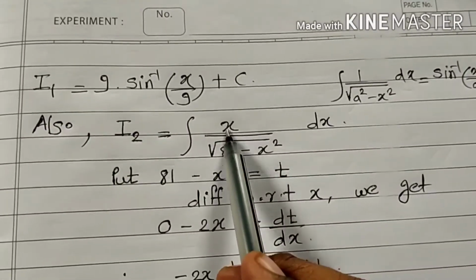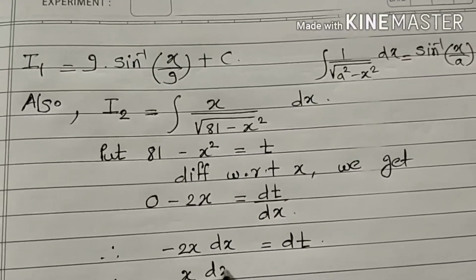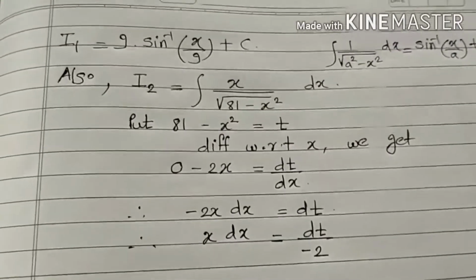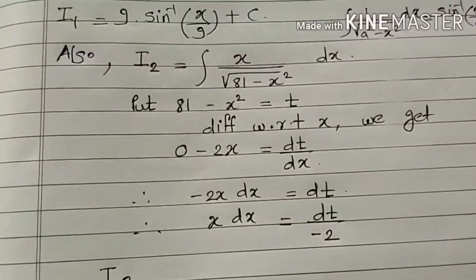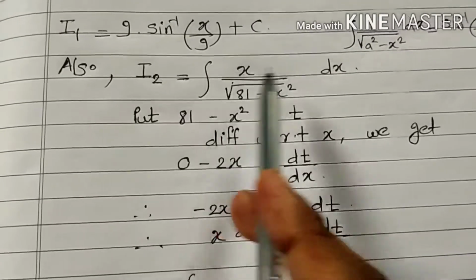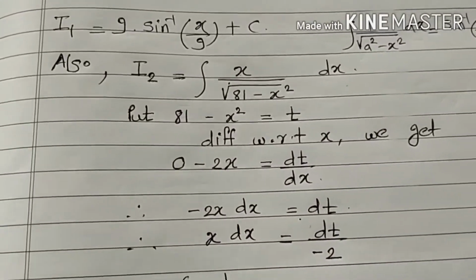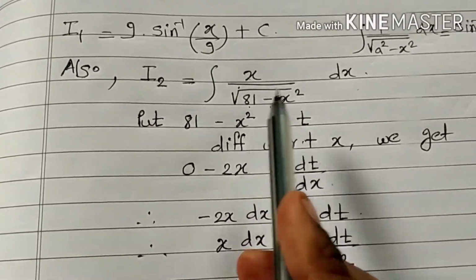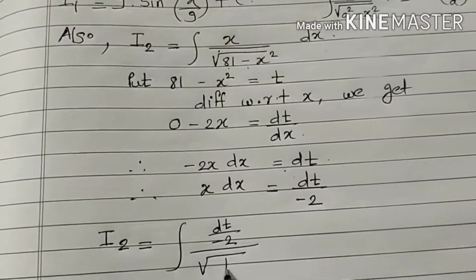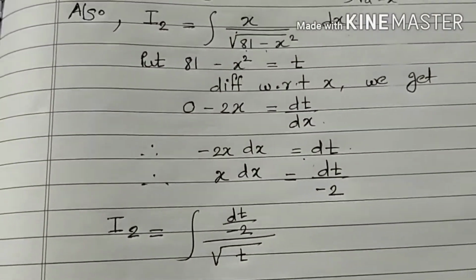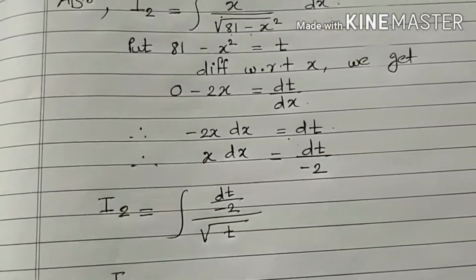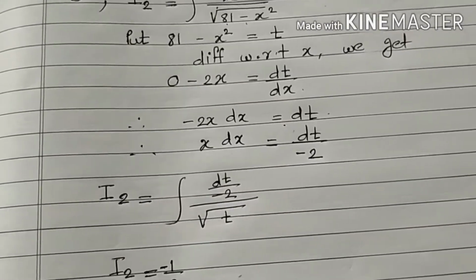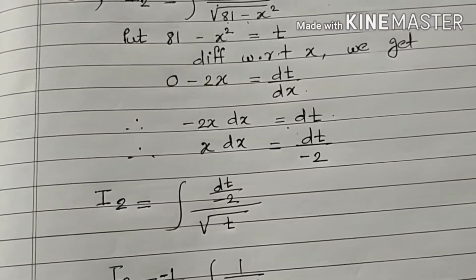But there is only the value x into dx. So x into dx is equal to dt upon minus 2. Now put that value in our integration. So you can write here dt upon minus 2 upon, 81 minus x square is t, so under root of t. Therefore I2 is equal to minus 1 upon 2, the constant, taken outside of integration, and it is under root of t.